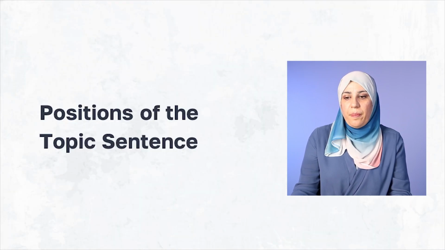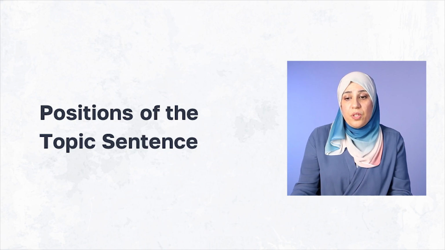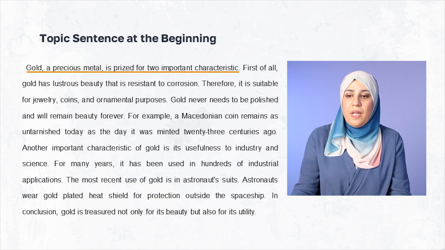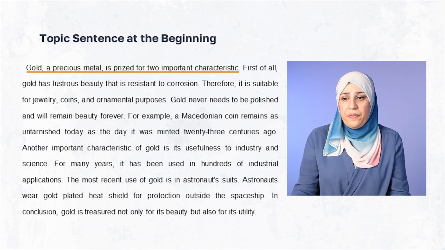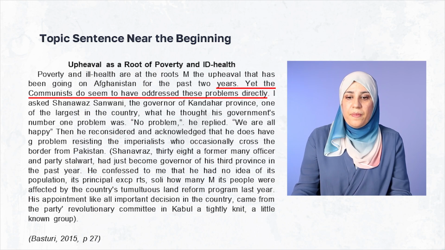Now, where should the topic sentence be placed in a paragraph? Should it always come at the beginning or can it be placed in another position? Well, the topic sentence may take three possible positions: at the beginning or near the beginning, at the middle, or at the end of a paragraph. Let's see some examples. In the paragraph, always about gold, the topic sentence is placed at the beginning, namely, it comes as the first sentence in the paragraph.